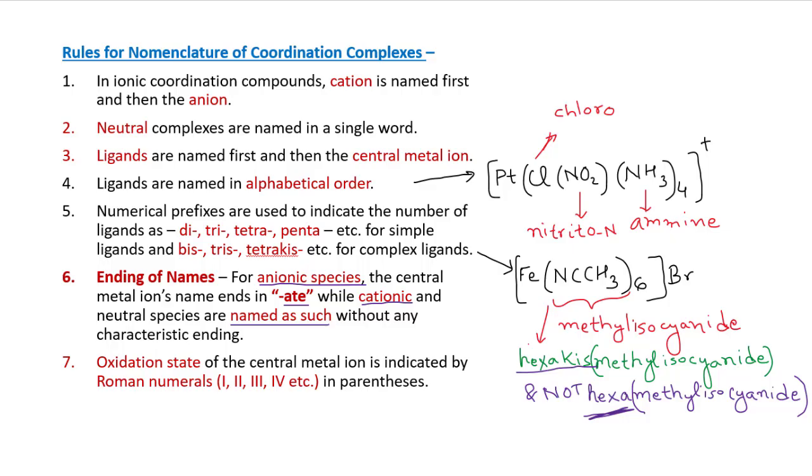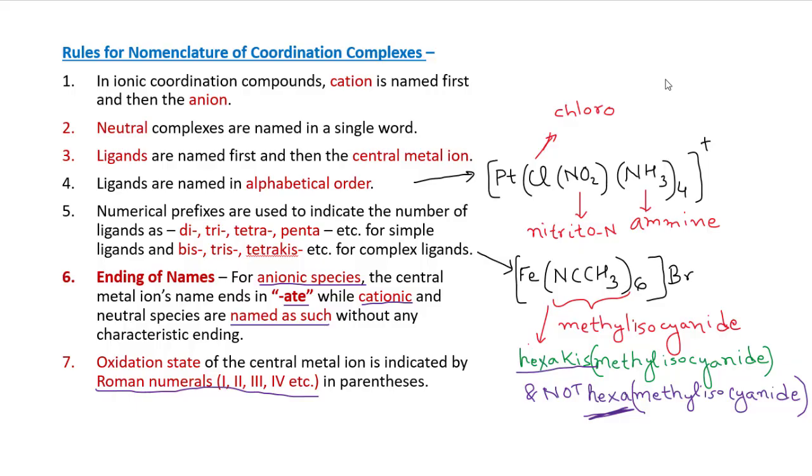The last rule says that the oxidation state of the central metal ion is indicated by Roman numerals in parentheses like this. So if the central metal atom or the central metal ion has a +1 oxidation state, or +2 or +3 or +4 or any oxidation state, it is indicated by the Roman numerals 1, 2, 3, 4, etc.